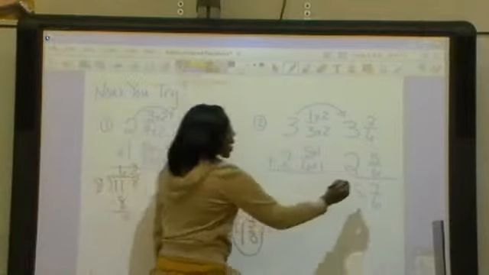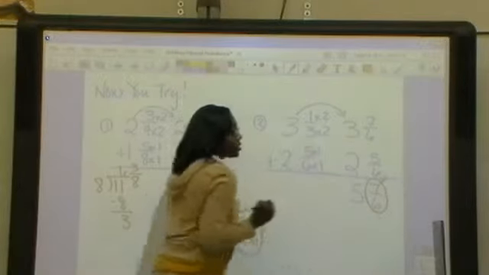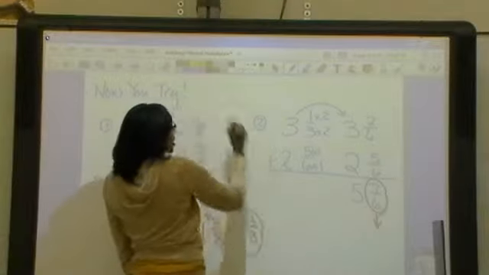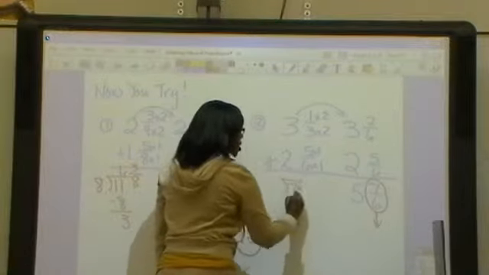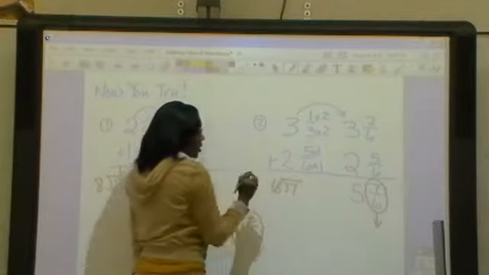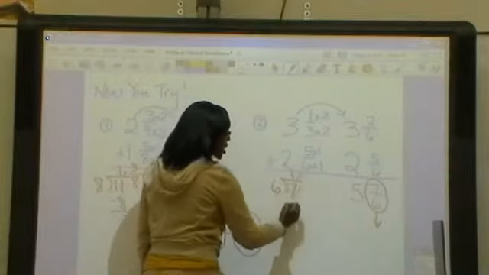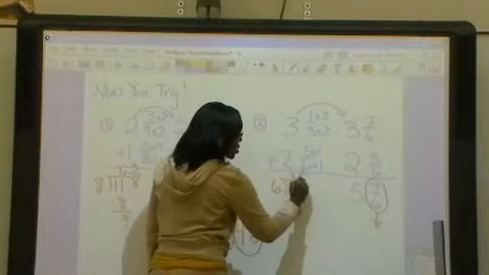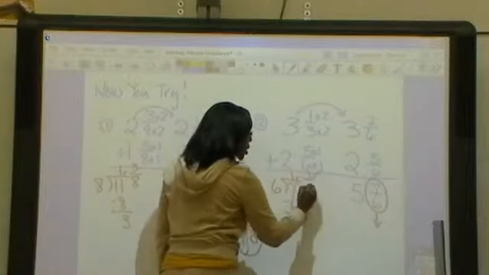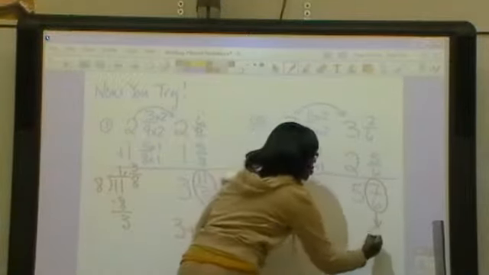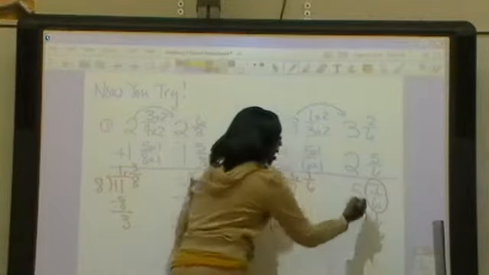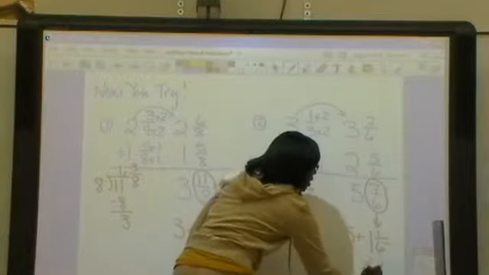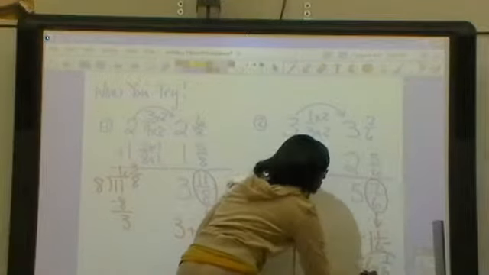Again, I have an improper fraction, so I need to change it to a mixed number. I'm going to divide. My numerator goes inside, my denominator goes outside. 6 goes into 7 one time. 1 times 6 is 6. I subtract and I get 1, so I have a remainder of 1, and I put it over 6. So this is 1 1/6. I'm going to add the 5 back on, and it equals 6 1/6.